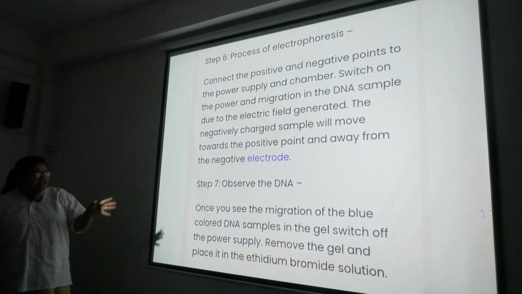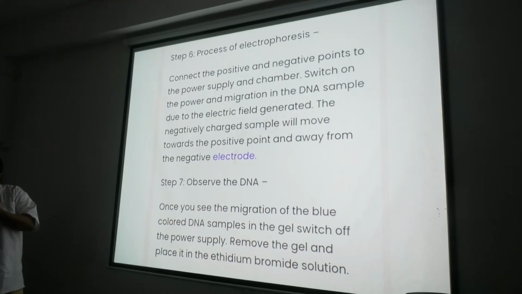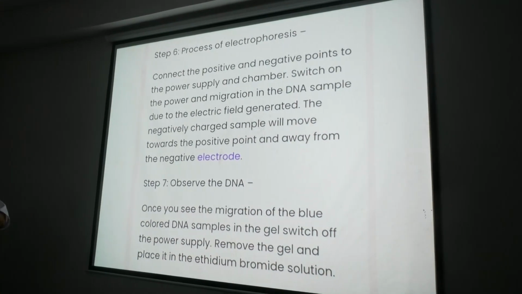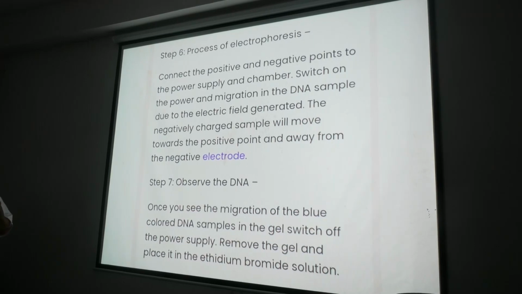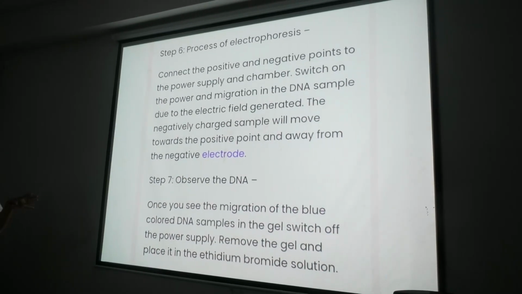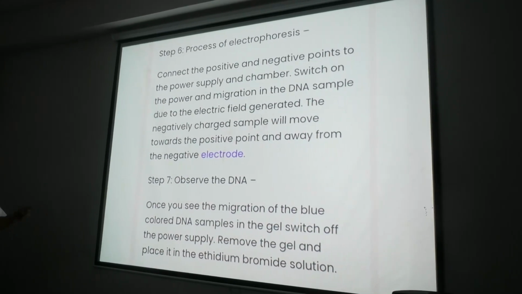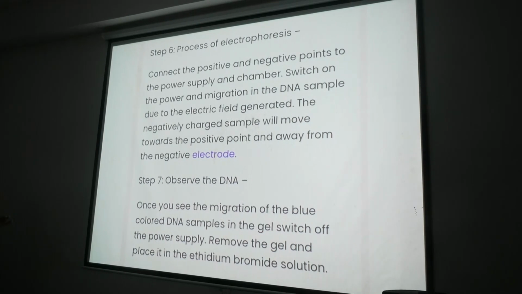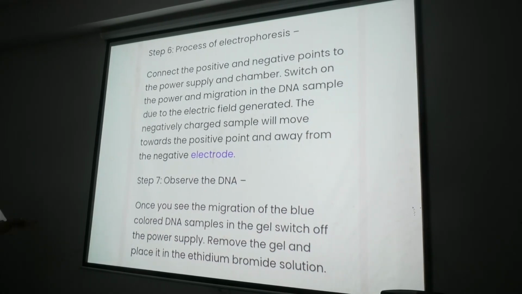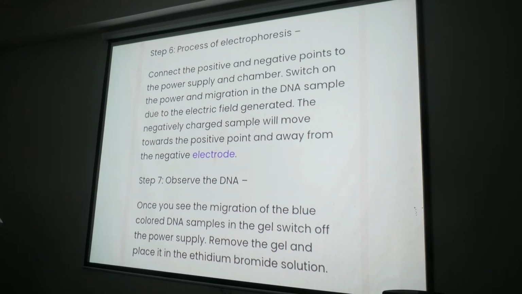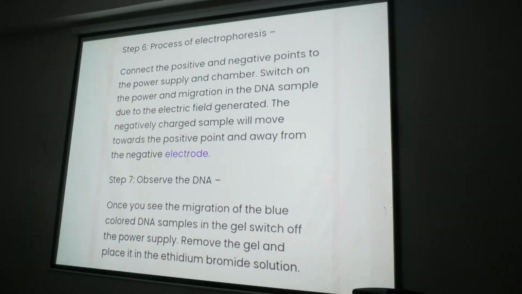Once you see the migration of the blue color, as we put the blue dye in the DNA sample, we see the blue color will migrate. Okay, and once you see the migration of the blue colored DNA sample in the gel, switch off the power supply, remove the gel and place it in the ethidium bromide solution.